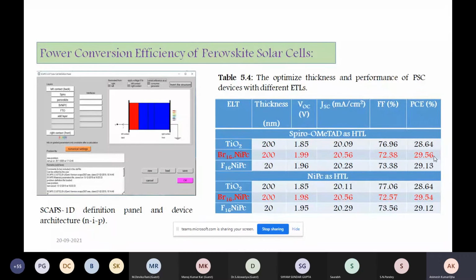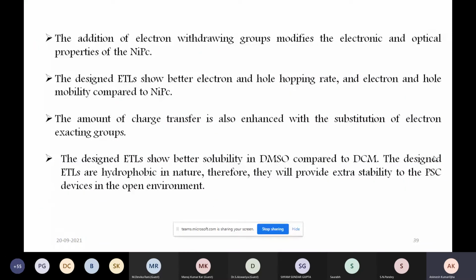So one can conclude that the main conclusion of this particular topic is that the amount of charge transfer here is more compared to the TiO2, and therefore the efficiency is enhanced a little bit. But the stability is enhanced more because this designed material is more hydrophobic compared to the TiO2. So this is the first part of my talk.